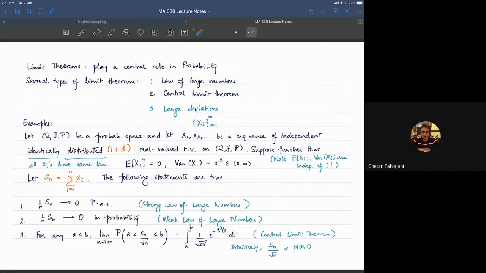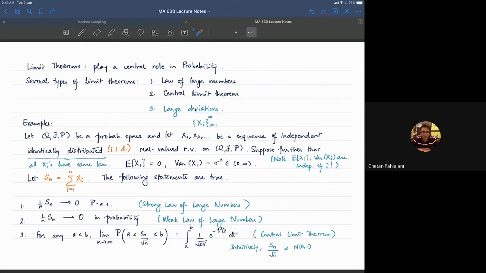Okay, so we said limit theorems play a central role in probability. Limit theorems are basically asymptotic theorems. We said there are several types of limit theorems. There's law of large numbers, the central limit theorem. Once again, there's no unique law of large numbers. The law of large numbers is like ice cream. There are many flavors of ice cream, but they're all ice cream, right? And maybe central limit theorem is like chocolate, and there are many different types of chocolate, but they're all chocolate.